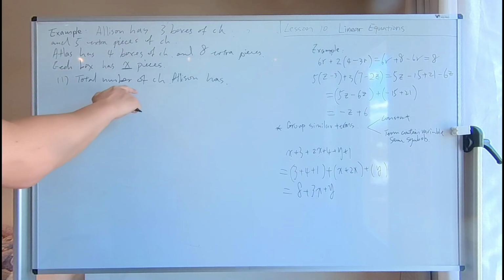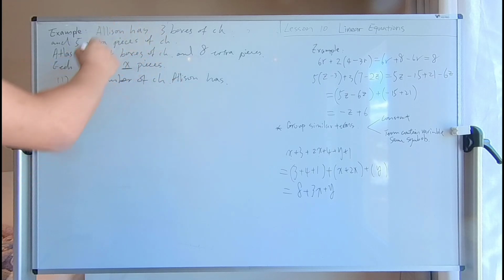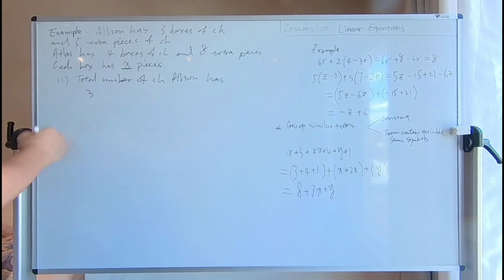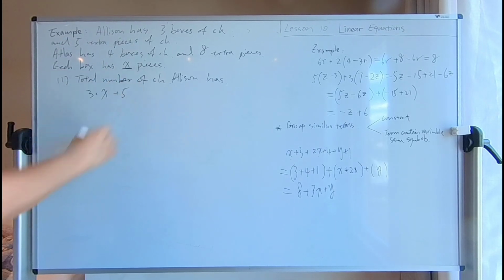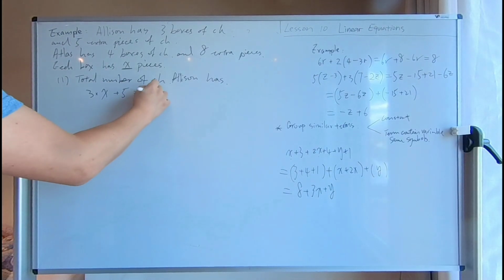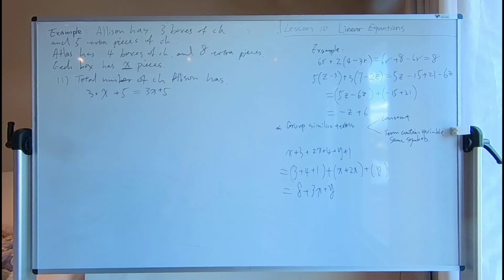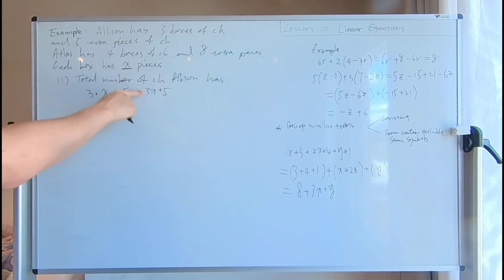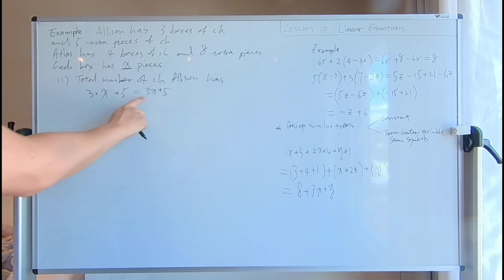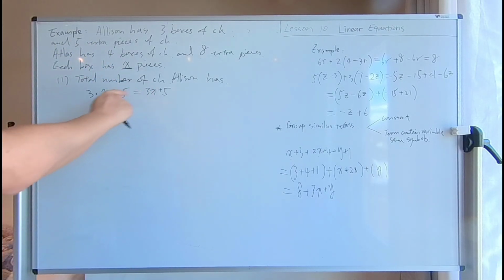So how many chocolates do you have in total? Allison has 3 boxes. Each box has x pieces. Other than those 3 boxes, you have 5 extra pieces. So Allison has 3x plus 5 chocolates in total. And I don't know the value of x, but this means if I know how many chocolates are in each box, I can plug in or substitute the x to get the actual number of chocolates. But here it is okay. At least I know that Allison has 3x plus 5.